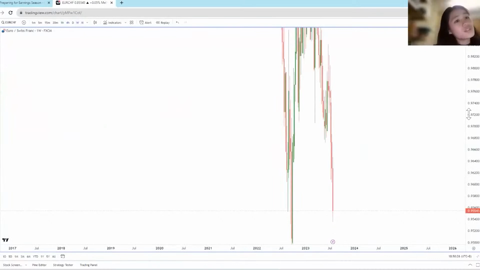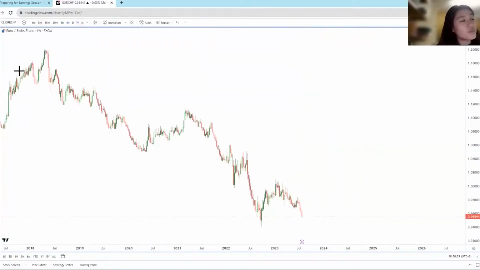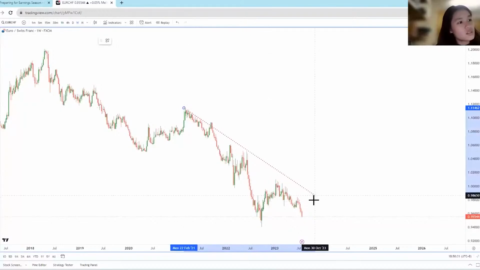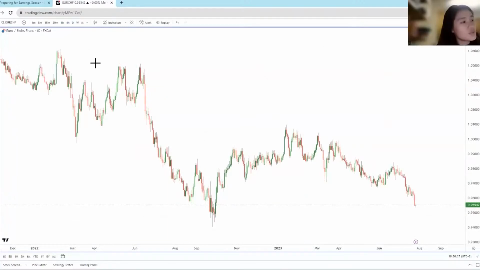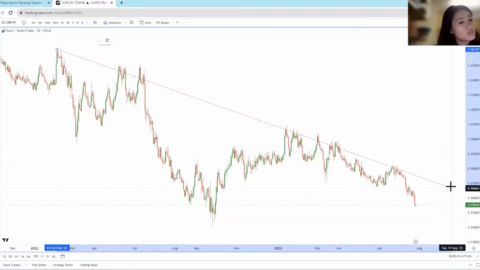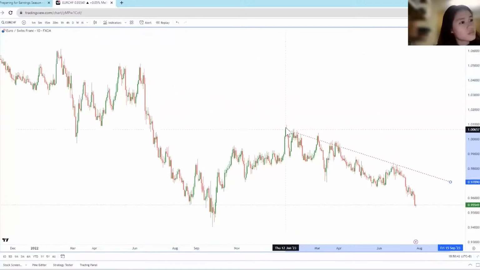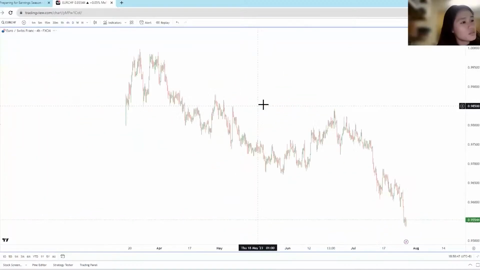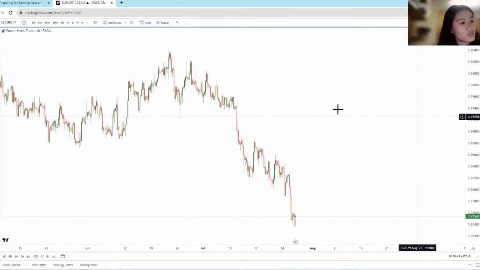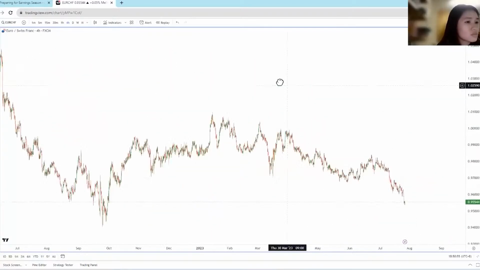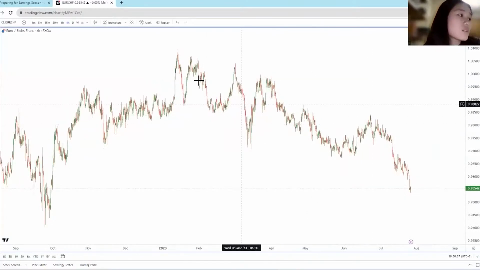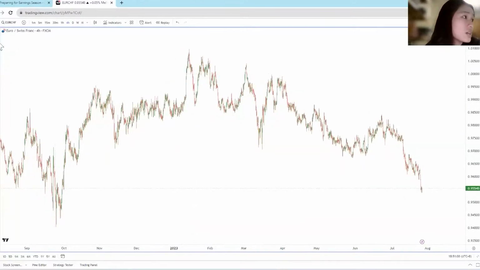Okay, weekly time frame, it's pretty bearish, as you can see. Okay, daily time frame, pretty bearish as well. Okay, on our 4-hour time frame, definitely bearish as well. Okay, let's go ahead and add some support levels.